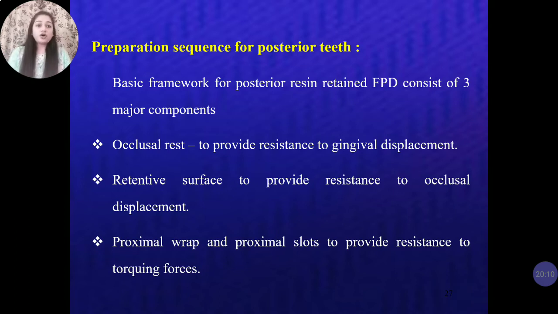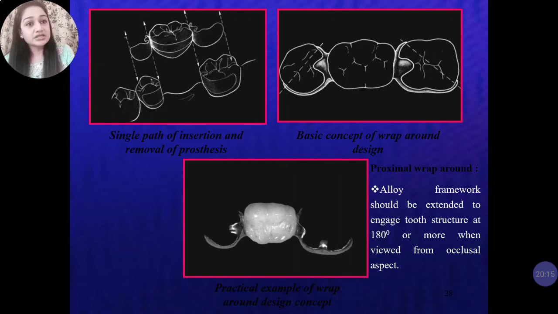The preparation for posterior teeth differs. In the posterior segment, we have the concept of wraparound design. So what is wraparound design? This alloy framework which is fabricated should extend to engage tooth structure at 180 degrees or more when we view from the occlusal aspect, so that it holds and grasps the abutment teeth in 180 degrees or more of the circumference of those abutment teeth.